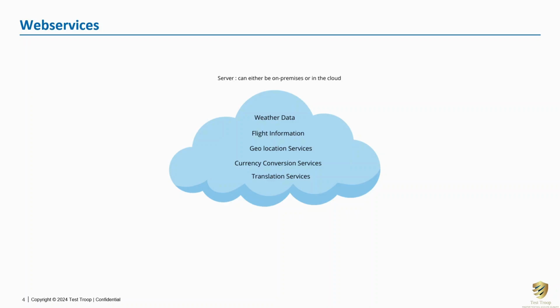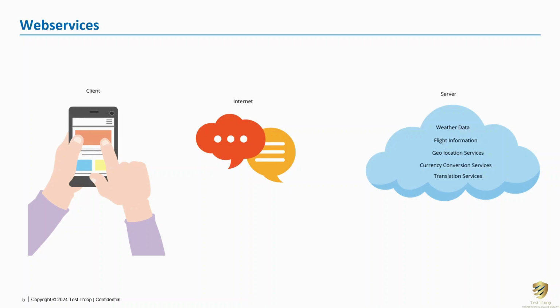Some good examples of web services are weather data, flight information, geolocation services, currency conversion services, or translation services, to name a few. A web service allows other applications or systems to request and utilize the service that it provides. The application or system that utilizes these services is called a client. The client and server communicate and exchange data over the internet.